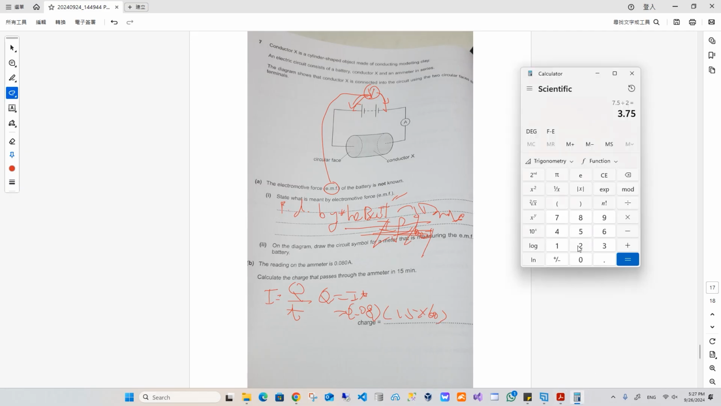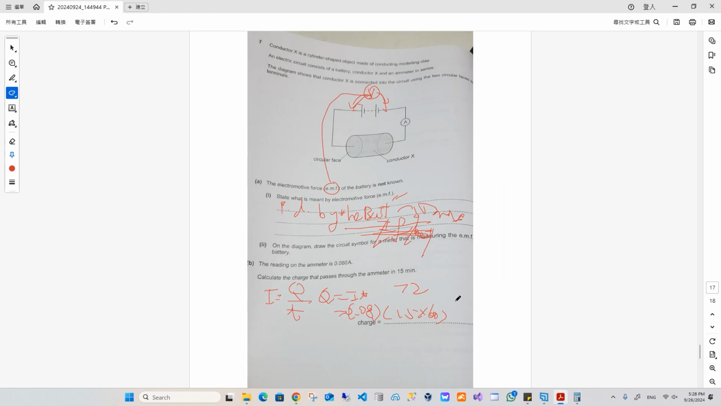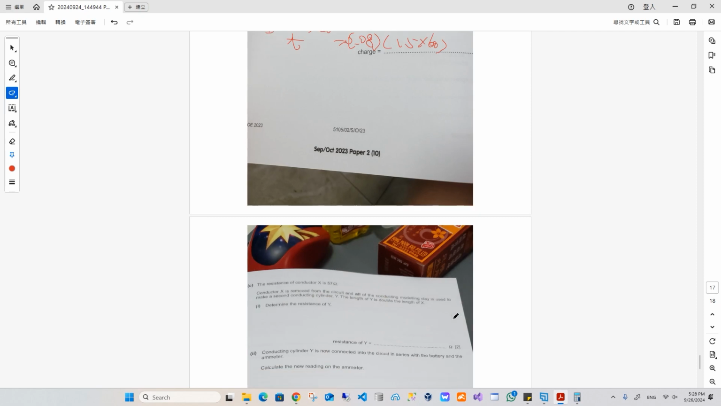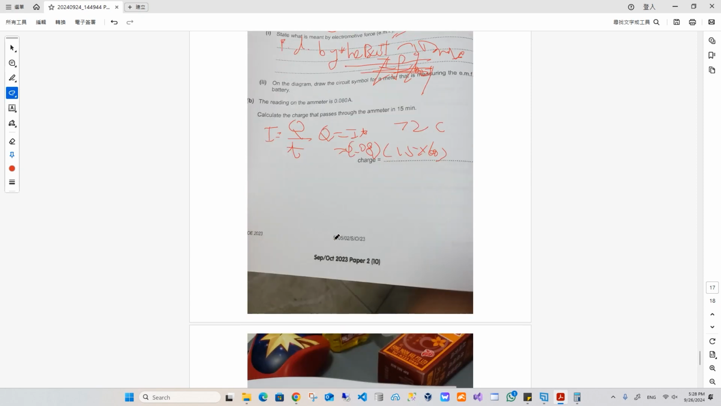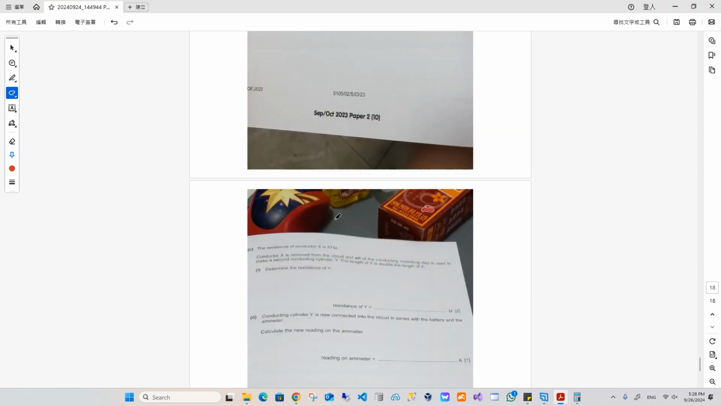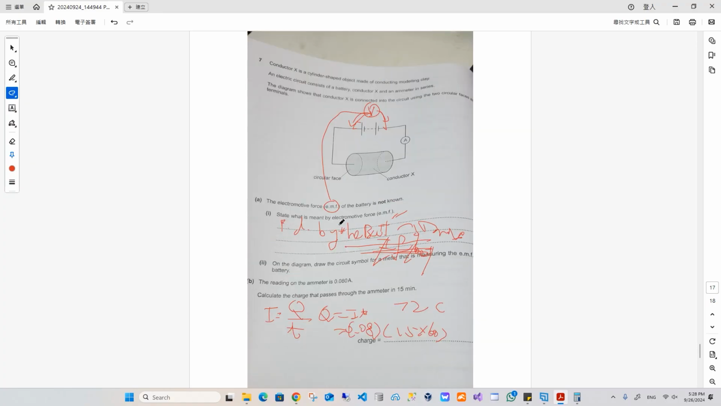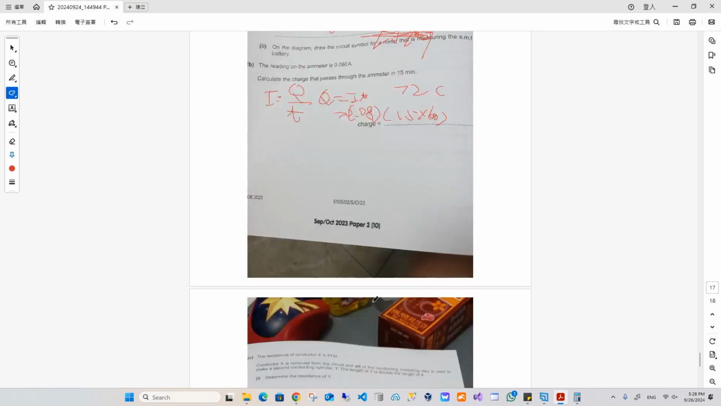So 0.08 times 15 times 60 seconds gives 72. So 72 coulomb. I remember the charge is in coulomb. It is very little, but it makes sense, 0.08 ampere, no problem.